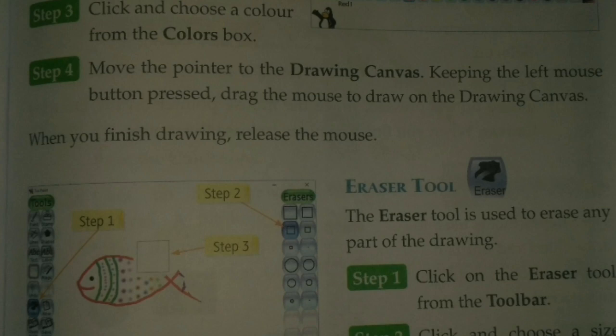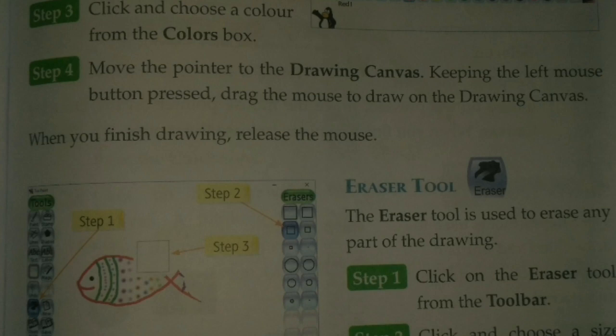Step 2, click on any brush from the selector. You can see the selector on the right side of the laptop or computer. There you can see so many brushes, so you can select any brush. Then step 3, click and choose a color from the color box. Down below you can see colors, so select any color. Then step number 4, move the pointer to the drawing canvas. Keeping the left mouse button pressed, drag the mouse to draw on the drawing canvas. When you finish drawing, release the mouse.